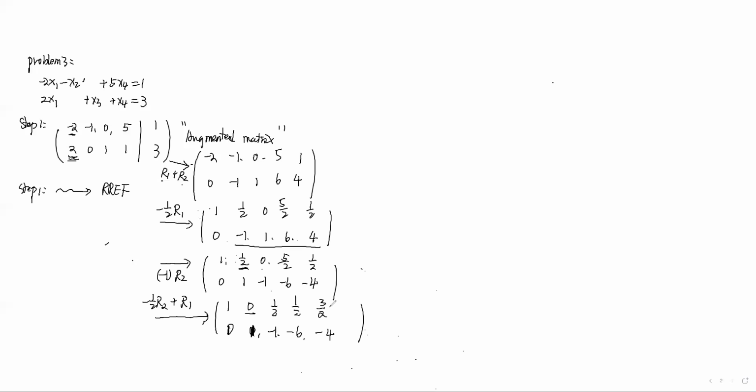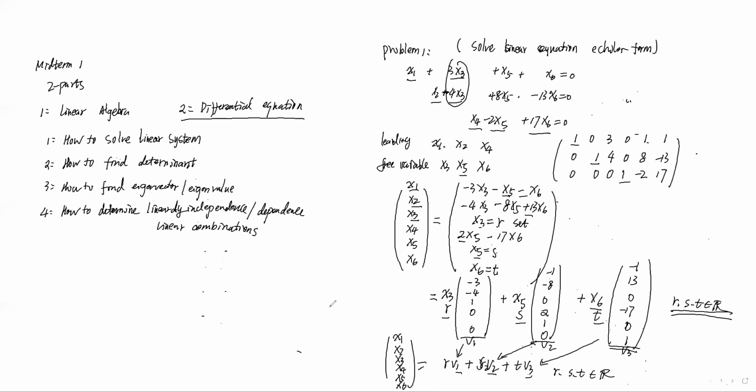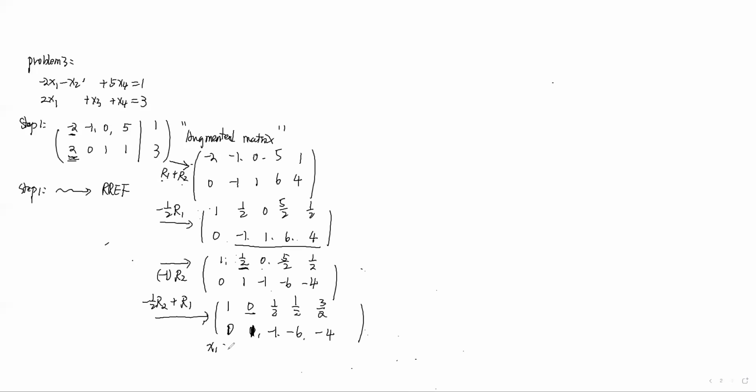So you can say now this form is kind of like problem one, right? From this, you read that x1, x2 are leading variables, or leading terms. Sorry, I forgot this. So x3, x4 are free variables. The goal is the same. I just repeat it again.